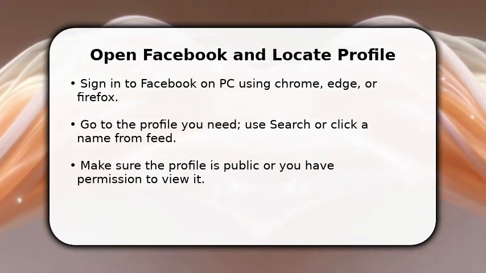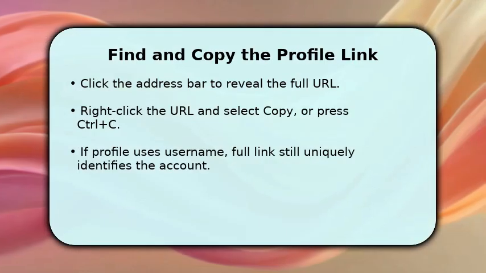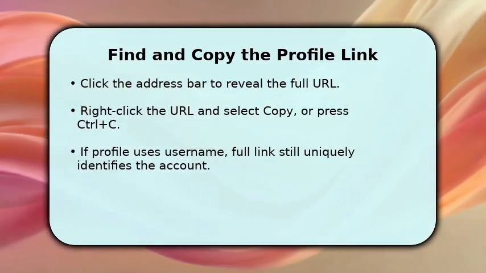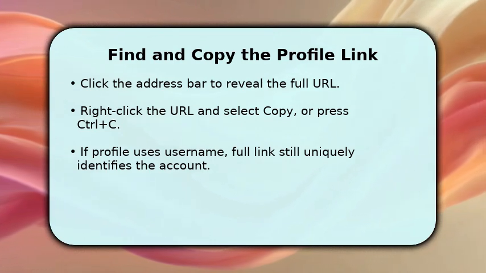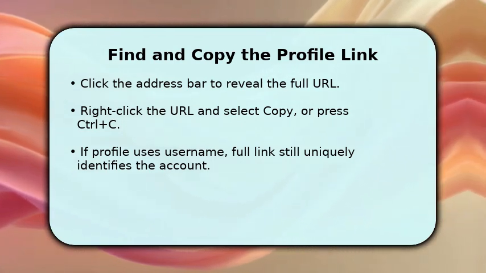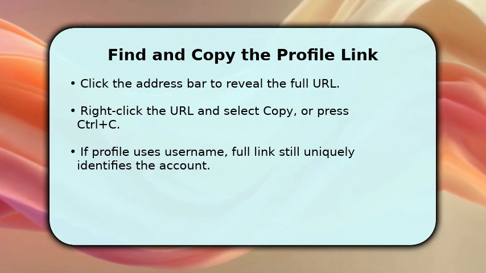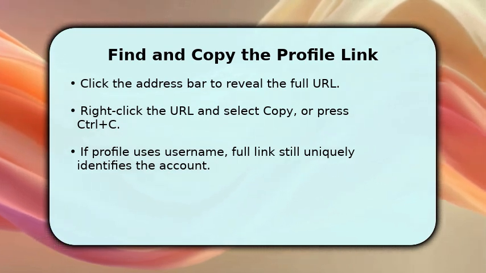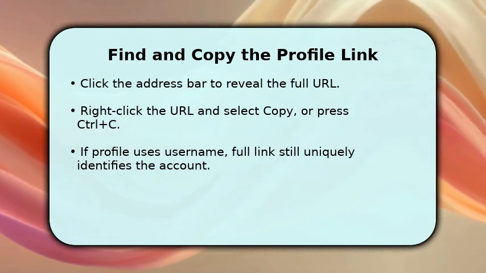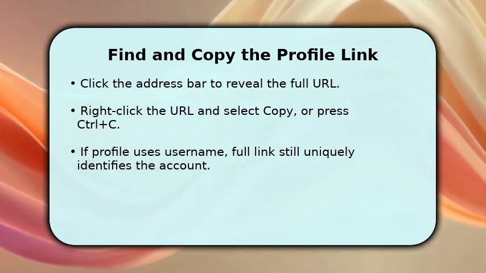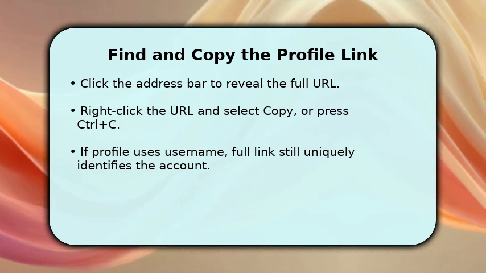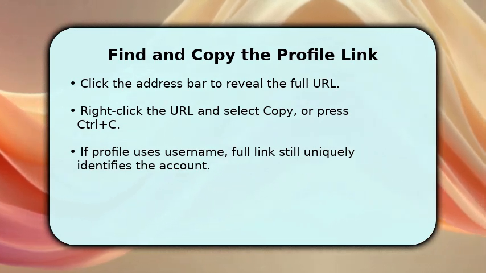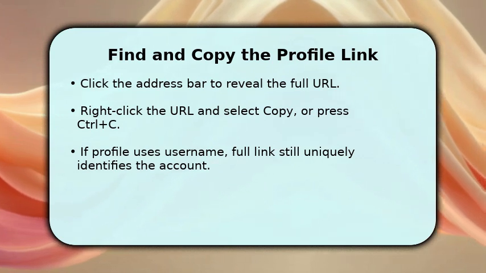Once you're on the profile, focus on the address bar. Click it so the full URL highlights. You can press Ctrl+C to copy quickly or right-click and choose Copy if you prefer the menu. If the profile shows a username instead of a numeric ID, that username becomes the shareable link and still identifies the account. If you want the numeric ID, inspect the page source or use the About section for external links.